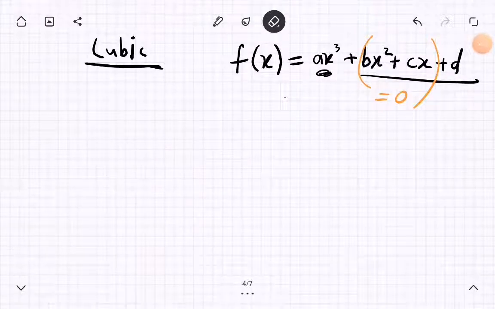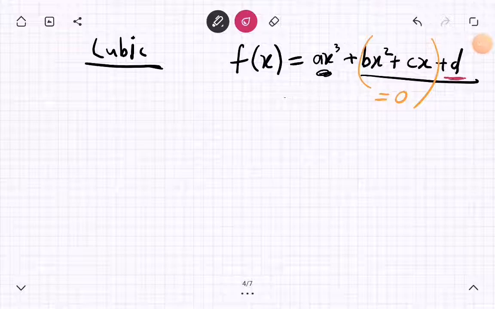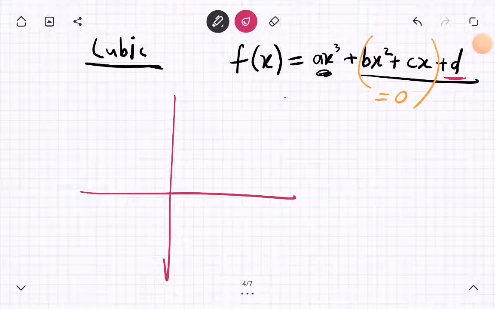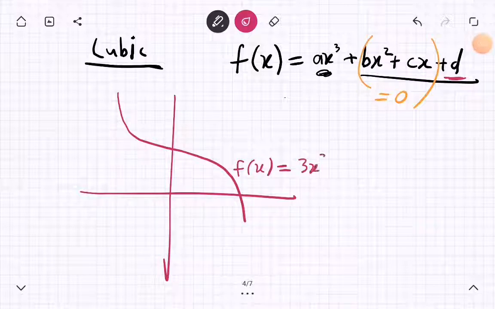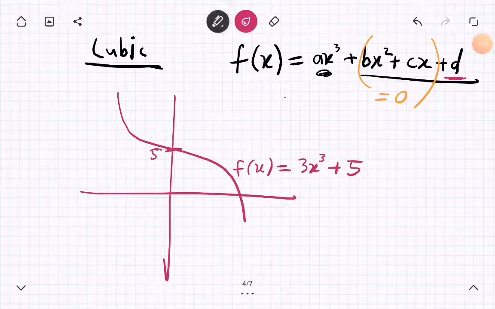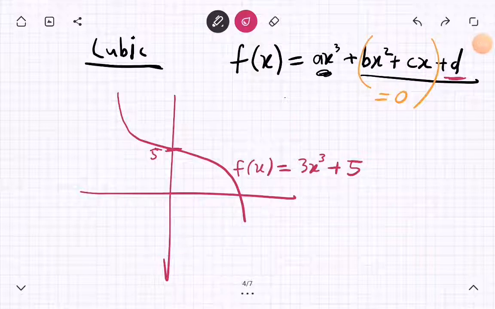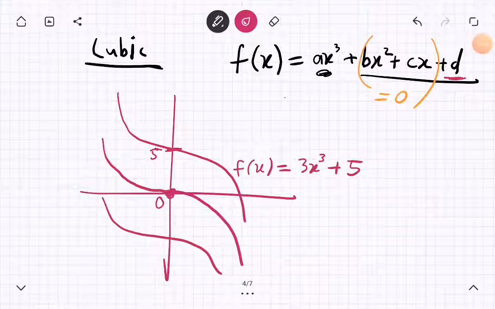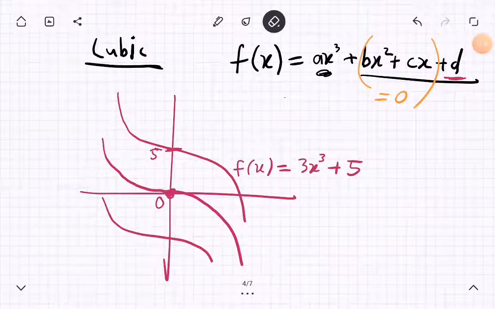And pretty much the d term here is like the linear case, it will tell you where it cuts the axis. If you have a positive d, you might have this one, maybe f(x) equals 3x cubed plus 5. If that's the case, then this is 5. This is the d. If d is 0, then you get something like this. My drawing might not be perfect, but the idea is that if d is 0, then it cuts the axis at 0, and if d is negative, it will cut below. It might be something like this.